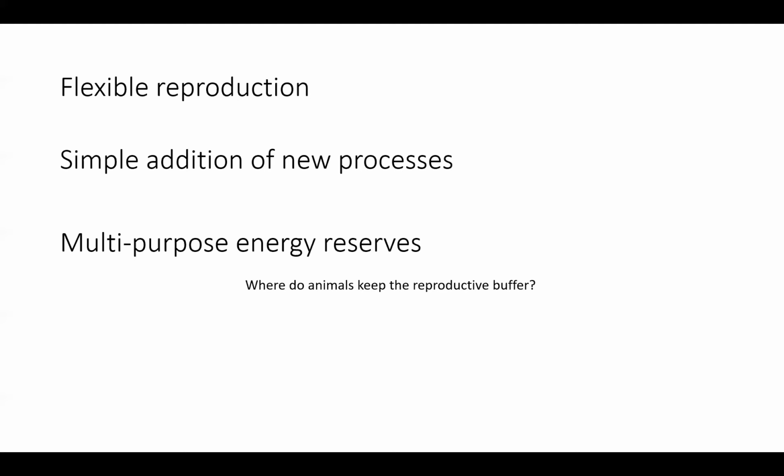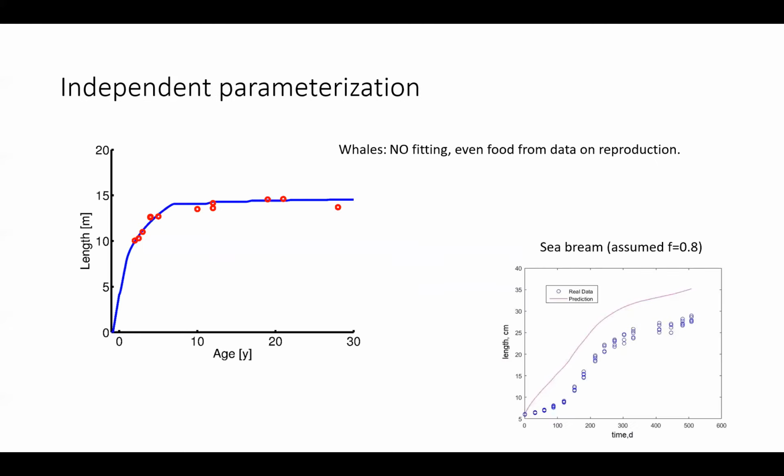Just tack them on. They will naturally integrate into the dynamics. Multipurpose energy reserves. So you have to wonder where animals keep their reproductive buffer. Have independent possibility of independent parameterization, because with this additional compartment, you can actually measure a lot of these rates. And for whales, this is the growth curve we got back in 2006.